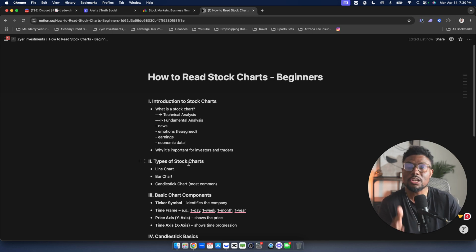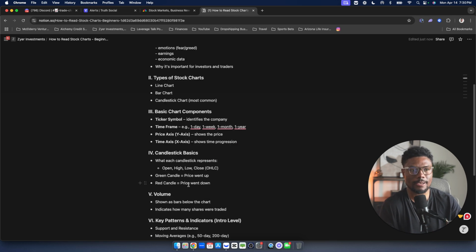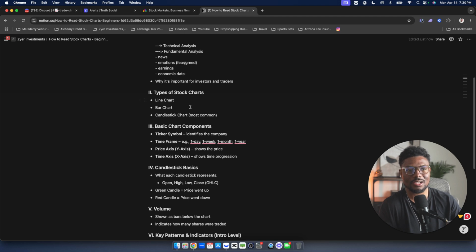We can know where buyers and or sellers are based on how the stock moved at that price, because patterns repeat themselves on the stock charts. And you'll see that in just a second. The type of stock charts. This is how the chart looks in front of you.